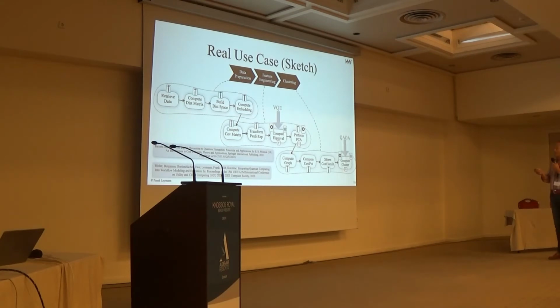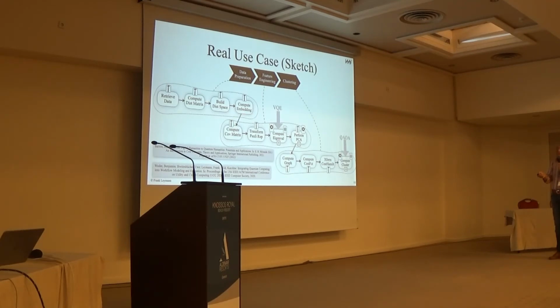So here's a sketch of a real use case. It's some machine learning thing here. So you need to prepare some data, you do some feature engineering, then you want to do some clustering. And this again is now a workflow, right? You need to retrieve the data out of a database. Then we apply some special computation, we compute the distance matrix, because this is categorical data, so text-based data that we get out of the database, and we need to transform it into numerical data, because many machine learning algorithms work on numeric data.